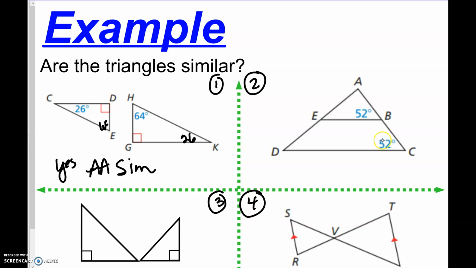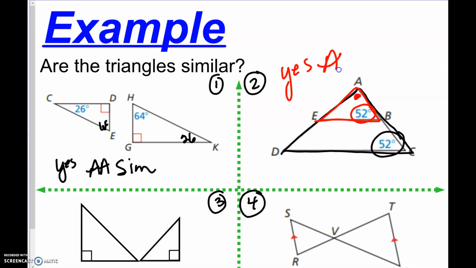All right, so if this is 52, this is 52. Well, look at this big triangle right here. Does it have a 52 and an angle A? And then look at this little triangle. Does it have a 52 and this angle A? So this would be yes by angle, angle similarity.